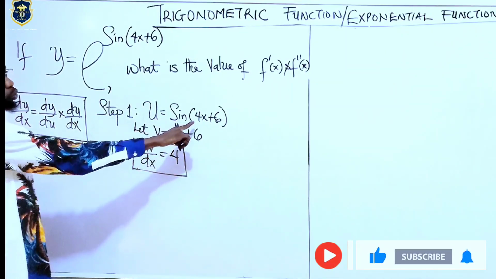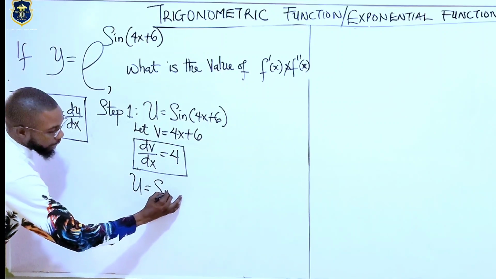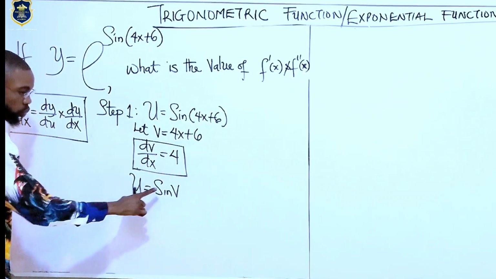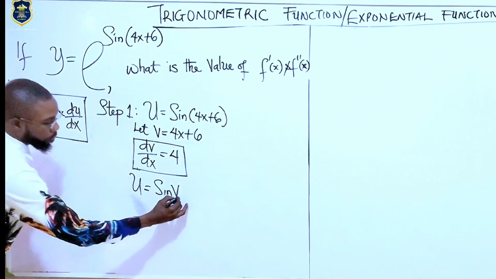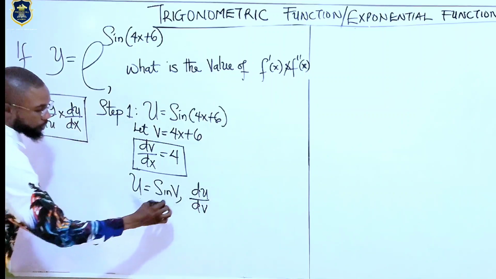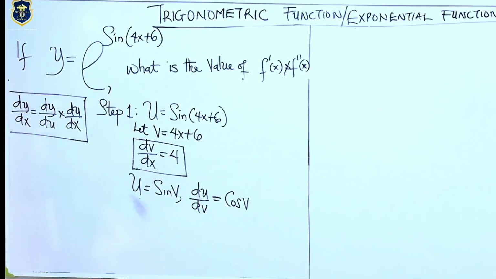So if we want to rewrite u, how do we write u? u is equal to sine v, because we have replaced the inside with v. So we differentiate u with respect to v. We use du over dv, and with this it's going to give us cos v. Of course, I taught you how the trigonometric function works. So what do we do with this? We're going to have our du over dx.